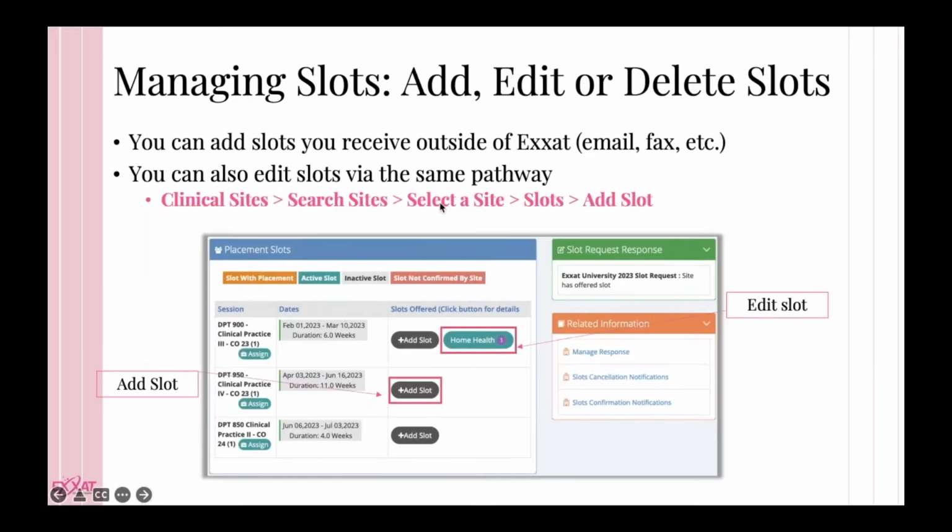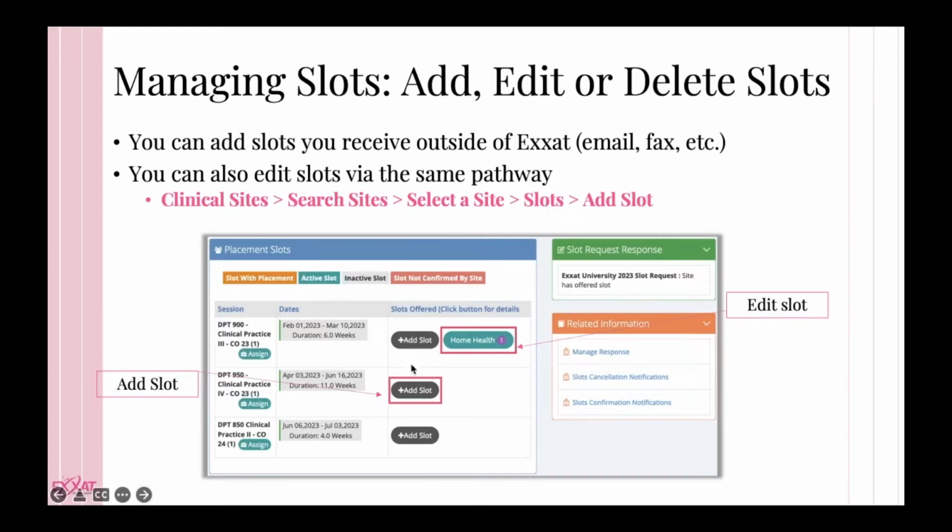If you needed to add, edit, or delete a slot, you can do that at the site level. That's kind of the best place to do it. So maybe you received the slot request outside of Exact, either by email or fax or whatever, and then you need to put that into the system. You can also edit slots doing this exact same thing that we're going to do right now. So you go to clinical sites, search the site, select the site, and then go to the slots menu, which is on the right-hand side.